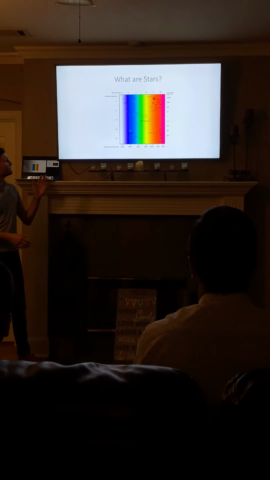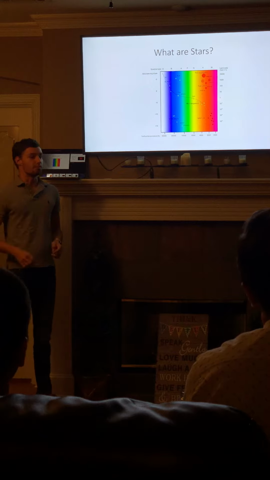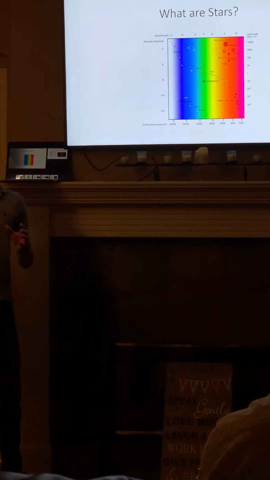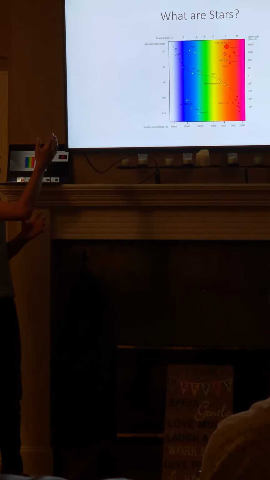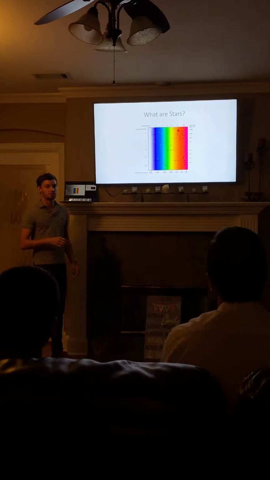Now, if you were to graph those classes along with their temperature against the brightness on the side of the stars, this is called a Hertzsprung-Russell diagram. And astronomers use this to graph stars and then put them into more specific groups like red giants, red supergiants, and dwarf stars.